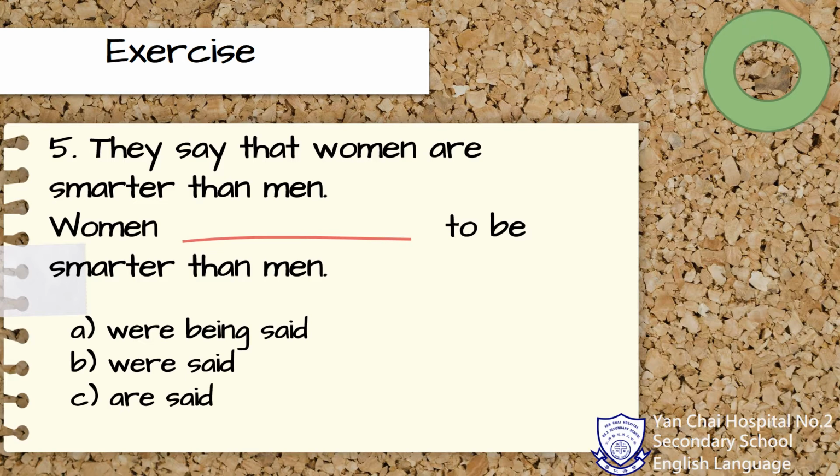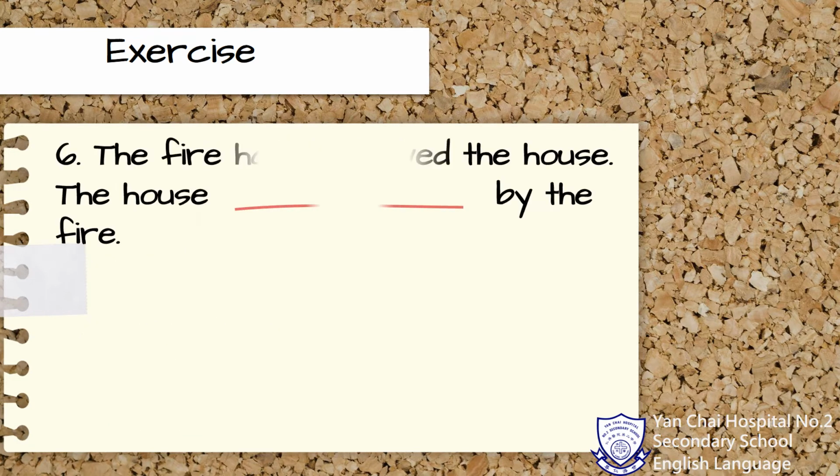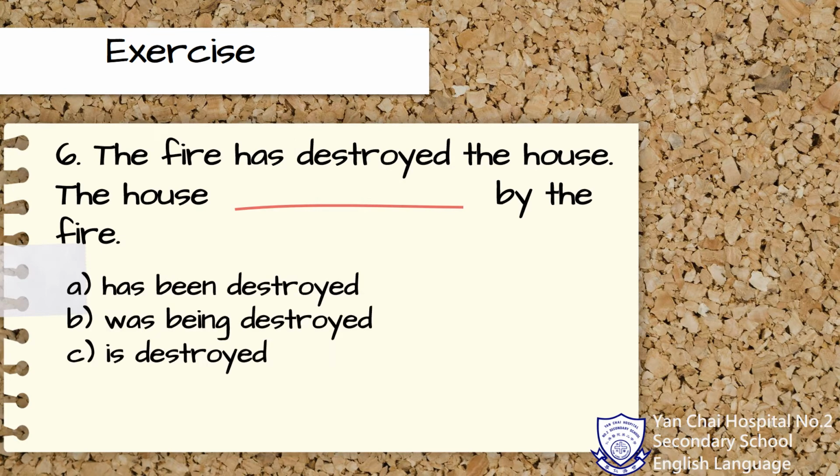So, time's up. Here, the original one is they say that women are smarter than men. So this is simple present tense. That's why we use is, am, or are plus the past participle. So here in this case, it's women. So this is plural form, so we use are. That's why the answer is are said. Women are said to be smarter than men. Number 6. Again, you have 20 seconds to finish this question.